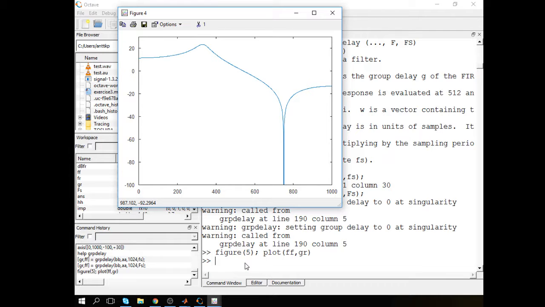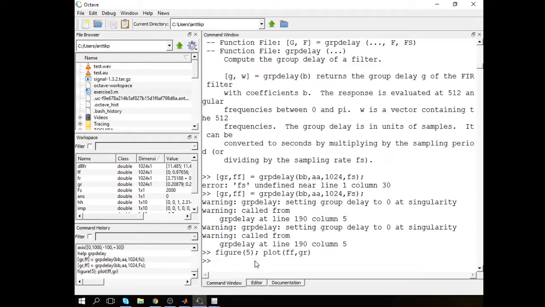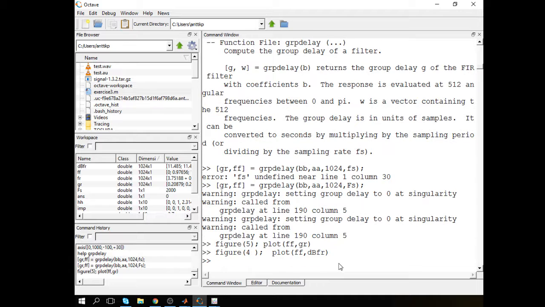That was plot something. What's the plot about? Figure 4. Yeah. dBFR. I can actually find a couple of things here. Let me see, I'll just Control Z that. So finding the max amplitude response point.